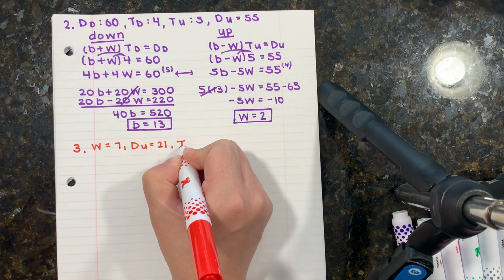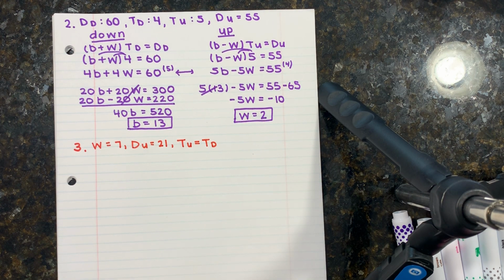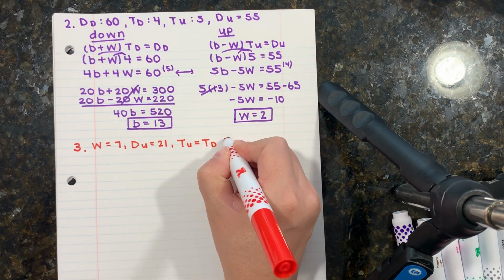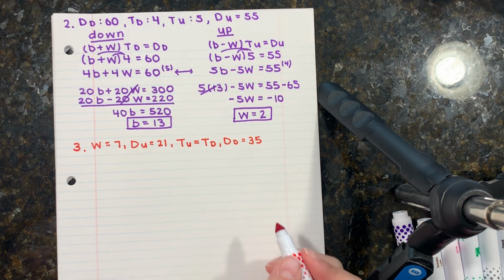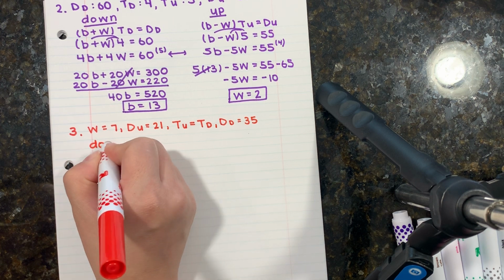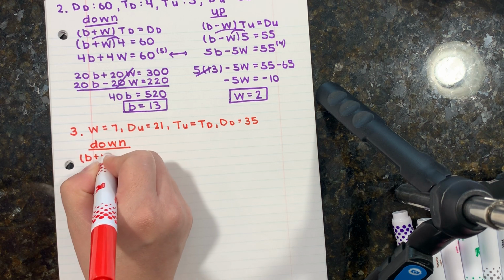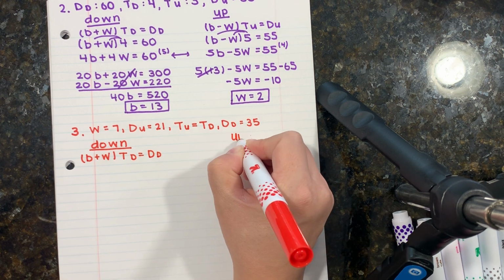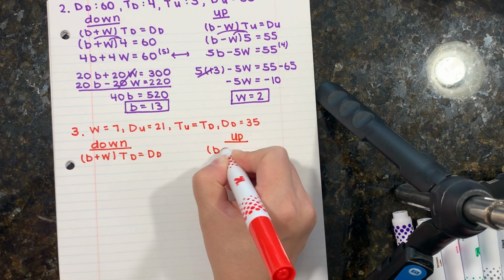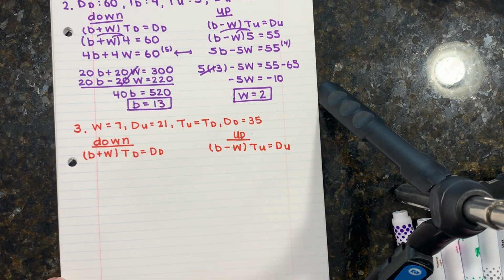In the same time that it took to go downstream. So that means TU is equal to TD. In the same time it takes to go 35 kilometers downstream. So that means the distance downstream is 35. Now I'm going to go to my two equations. You always need to use both of them. So B plus W times TD equals DD. Then my upstream equation will be B minus W times TU equals DU.